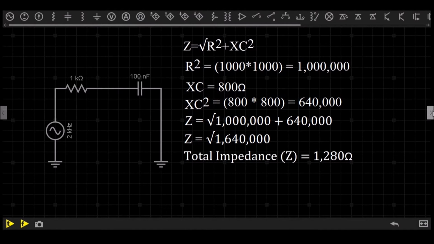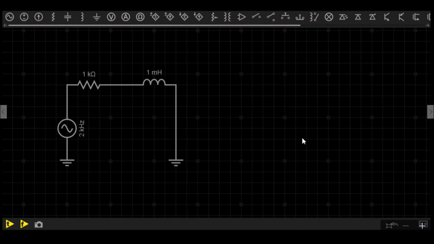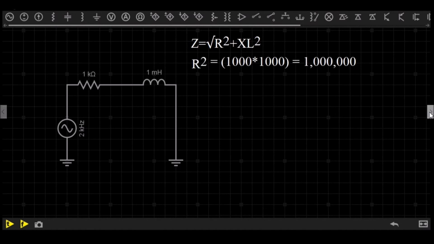1280 ohms. In the next example circuit, we swap the capacitor for an inductor. We have a resistor at 1 kilo-ohm, an inductor at 1 millihenries, and a 2 kHz supply. To calculate the total impedance, we use the equation Z equals the square root of R squared plus the inductor reactance squared. The equation is the same, but we need to use the reactance of the inductor this time.